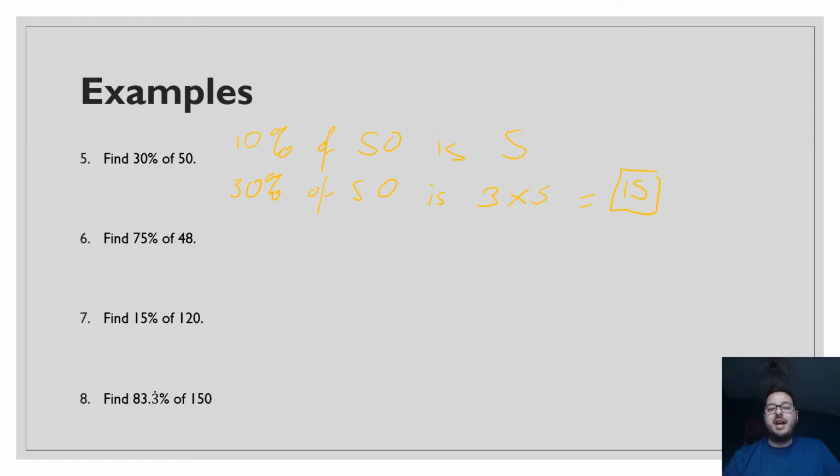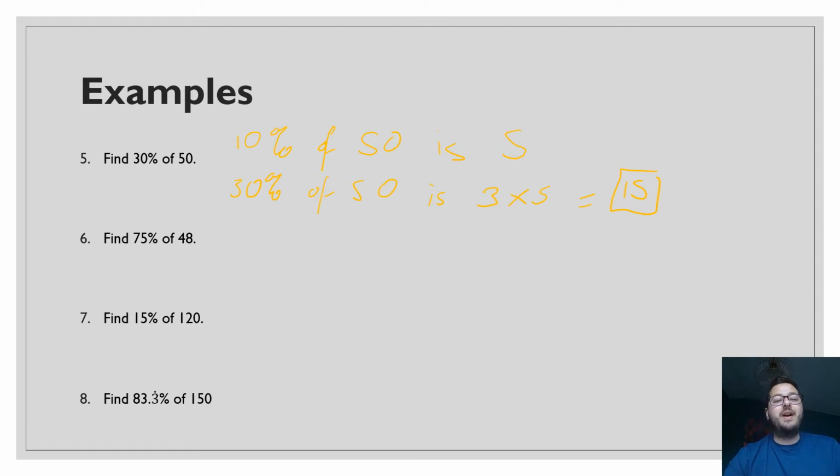Okay, so I hope we're happy with that. So we've found 10%, which is 5. We just do what we've normally been doing, divide it by 10. And then we want to build it up to 30 and think, well, how do I get from 10 to 30? I times it by 3. So whatever my answer was for 10%, times that by 3, and that's going to give me 30%.